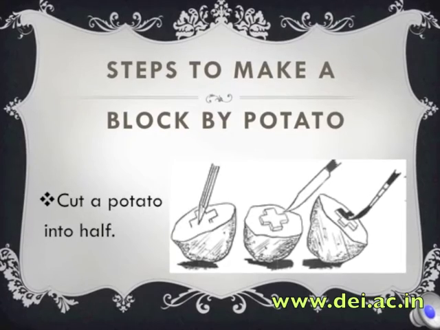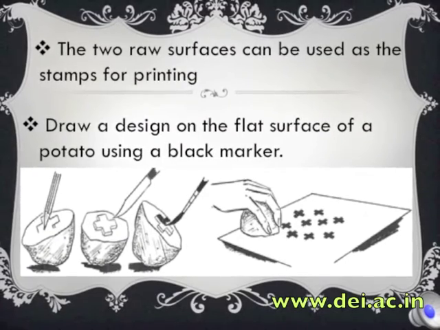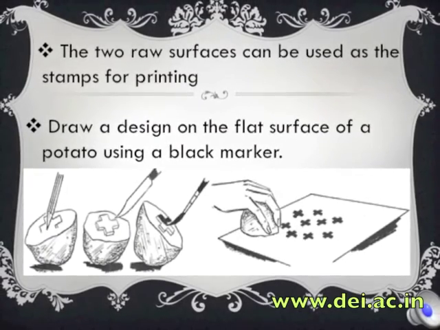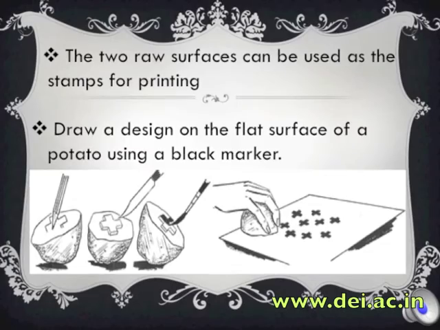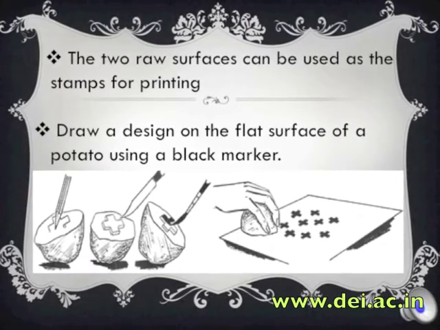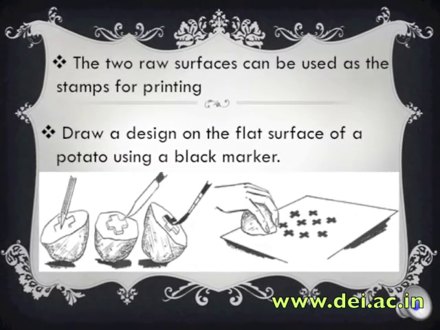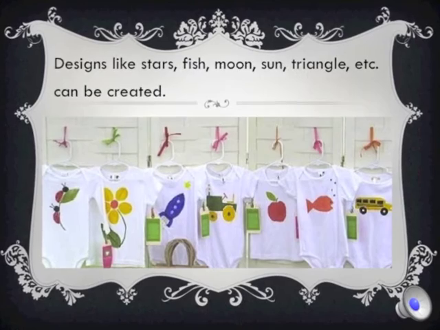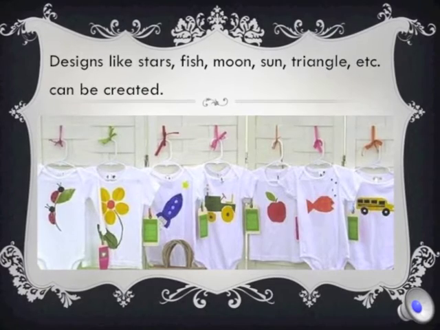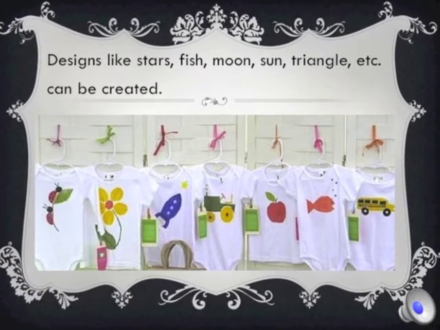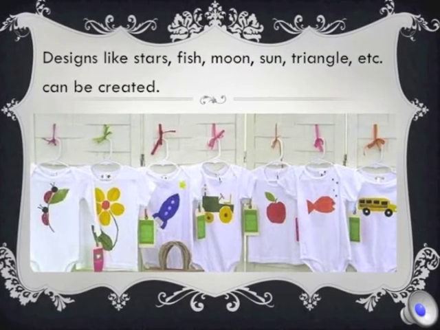Cut a potato lengthwise into half. The two raw surfaces will be used as the stamp for printing. With a black marker, draw the shape of the block you wish to make on the flat surface of the cut potato. Several simple shapes can be used for making blocks, like a star, a fish, a moon, sun, triangle. Even a smiley face would look beautiful.